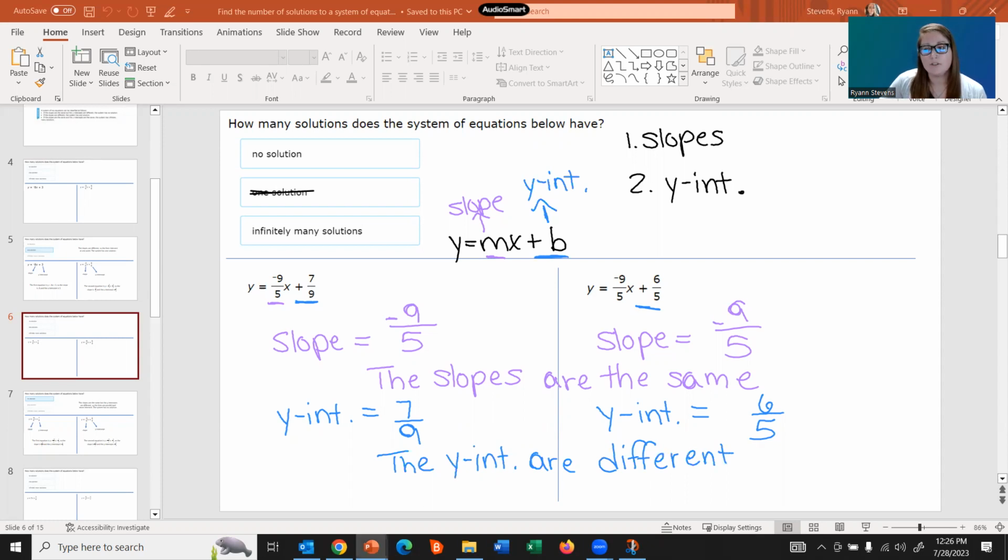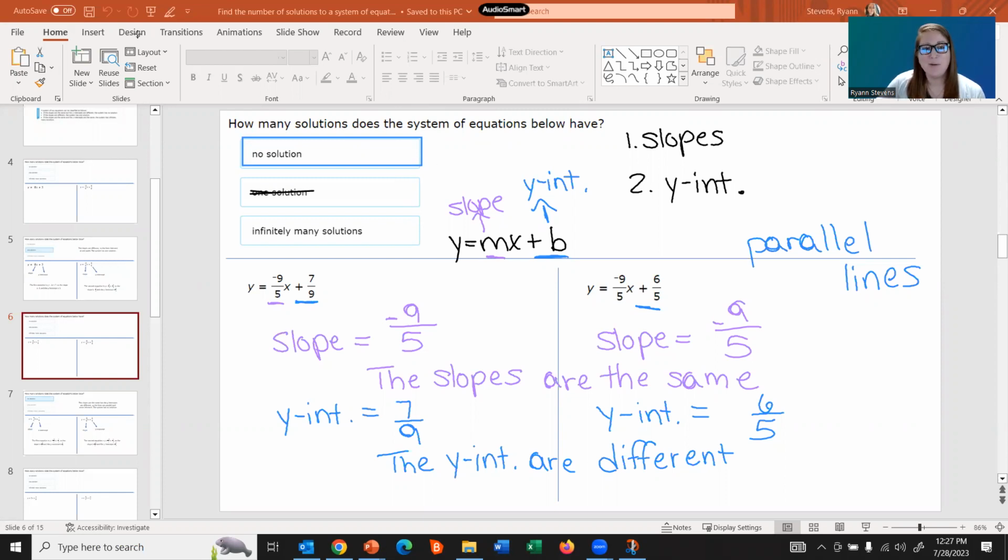Because the y-intercepts are different, but the slopes are the same, this tells us that we have parallel lines. If they were graphed, they would run side by side forever, and they're never going to cross. They're never going to meet. There's never going to be a point where they intersect. And so that means that in this question, we're going to have no solution to the system of equations. If the y-intercepts were the same and the slopes were the same, that's where we would say we have infinitely many. But since the slopes are the same and the y-intercepts are different, that's where we'll say there is no solution.